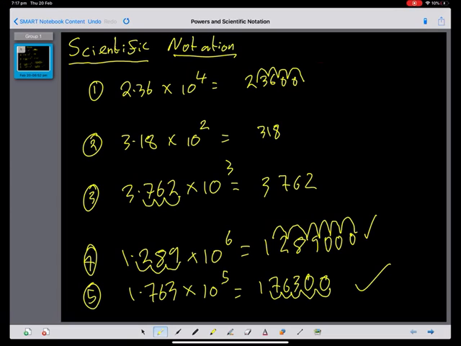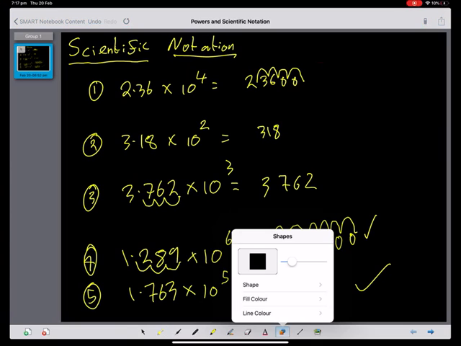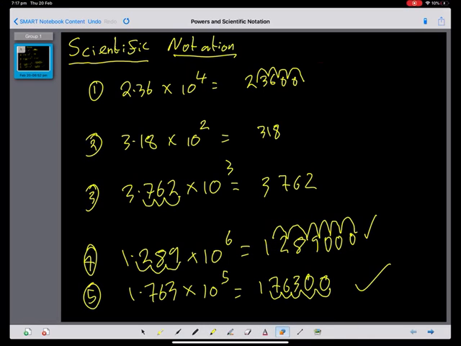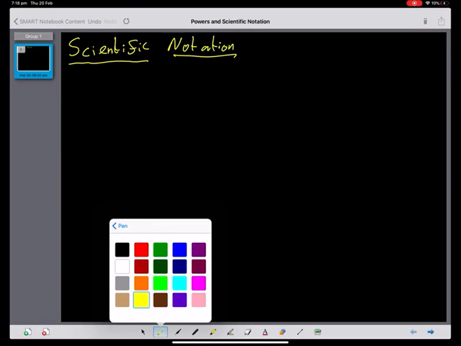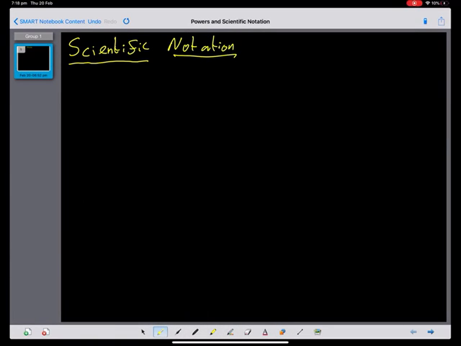Now, we've done large numbers, so let's have a look at doing small numbers. Let's imagine we've got to measure the thicknesses of the cell walls in some animal cells. A really small increment is called the micron.